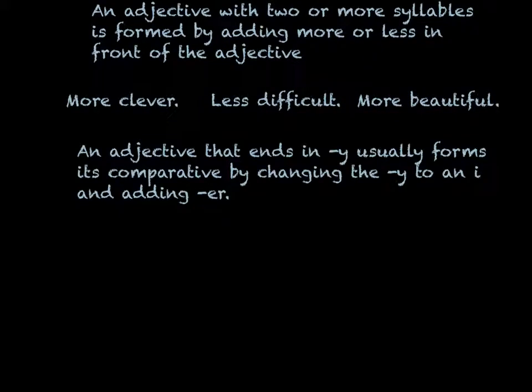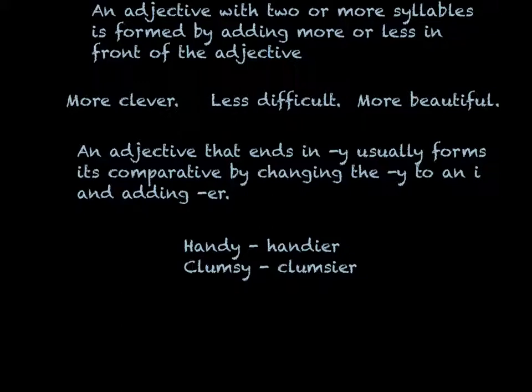An adjective that ends in y usually forms its comparative by changing the y to an i and adding er. For example, the adjective handy becomes handier. The adjective clumsy becomes clumsier.